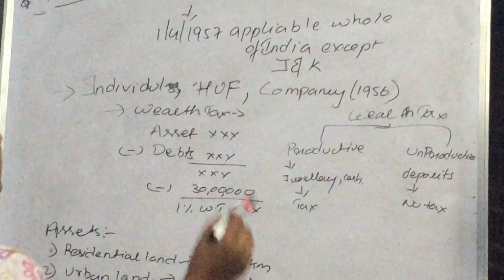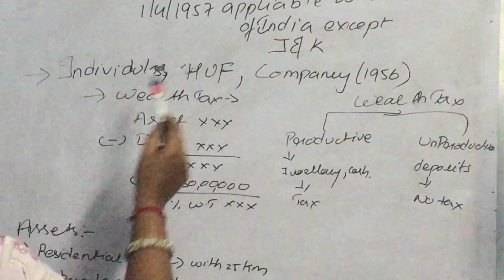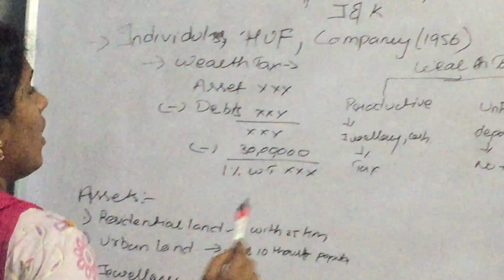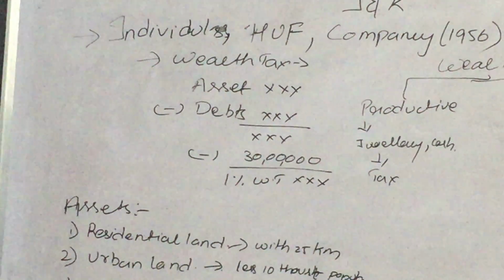Those liable to pay the wealth tax are individuals, HUF (Hindu Undivided Family), and companies under the Act 1956. So on which amount should I pay the wealth tax?